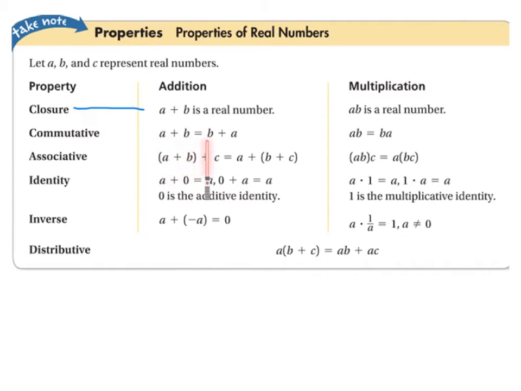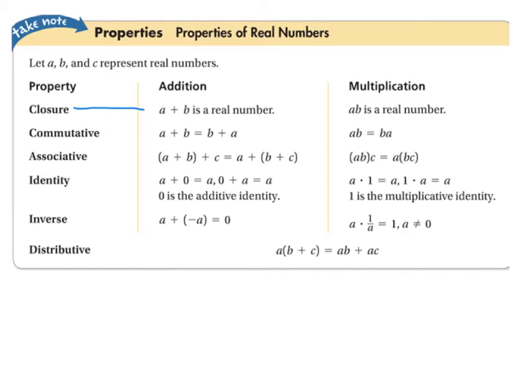Both addition and multiplication are commutative, meaning that you can rearrange your terms. So a plus b is the same as b plus a. A times b is the same as b times a. Those are both commutative. They both are associative as well, meaning if we have a plus b in parentheses and we add c, we can reassociate that, put b plus c together first and then add a to that sum, and we get the same result. Likewise, the same thing works with multiplication.